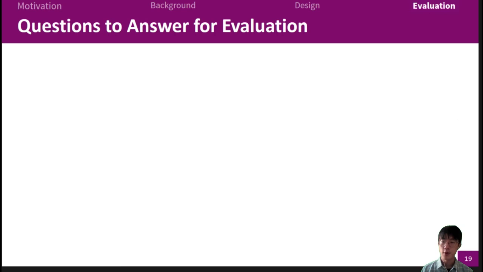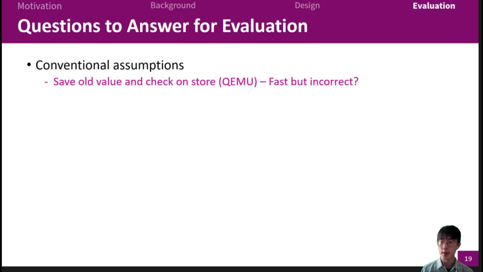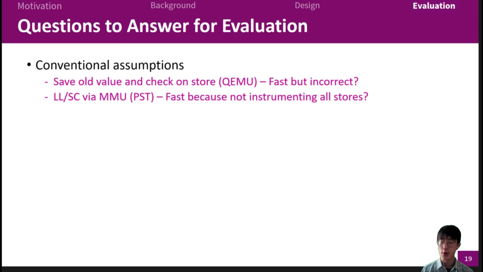There are several questions to answer for the evaluation section. The first is to verify the conventional assumptions that have long existed in the community. The current QEMU saves the value and checks on store. Is it fast but incorrect? The LLSC instruction support via MMU is implemented as PST. Is it fast because it avoids instrumenting all stores?